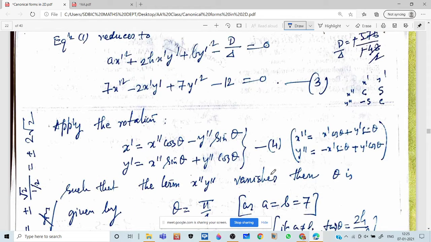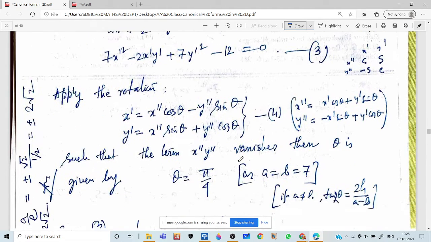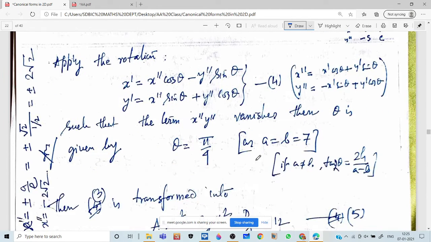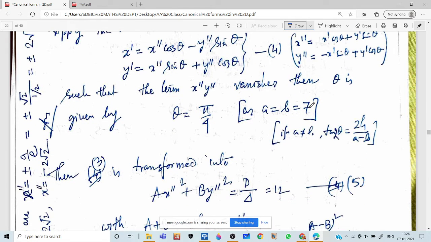Now we apply the rotation x is equal to x double dash cos theta minus y double dash sin theta, y dash is equal to x double dash sin theta plus y double dash cos theta, and put this in such a way that x double dash y double dash vanishes. Then theta is equal to pi by 4 since a equal to b equal to 7. If a is not equal to b, then you have to put tan 2 theta is equal to 2h by a minus b. This is the formula. Now in this case a is equal to b is equal to 7, so put theta is equal to pi by 4.